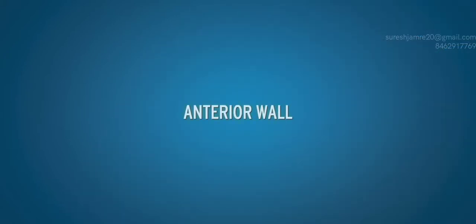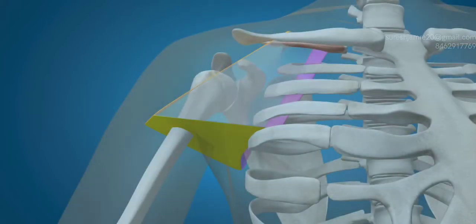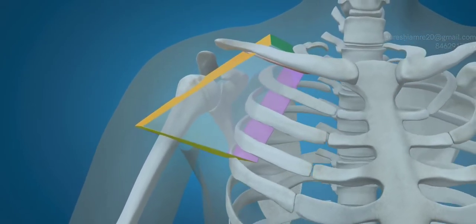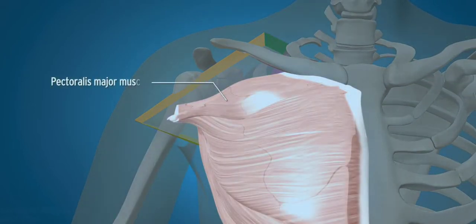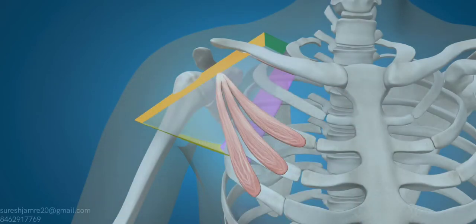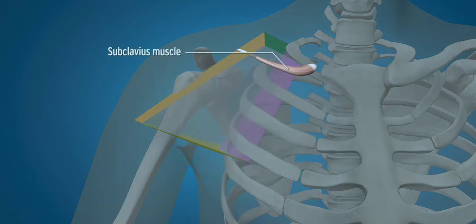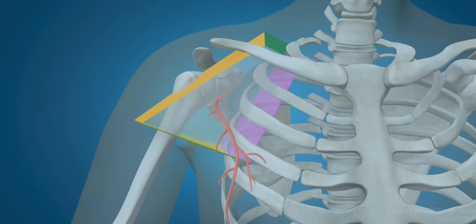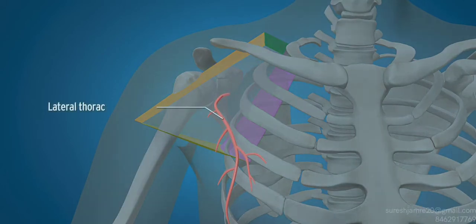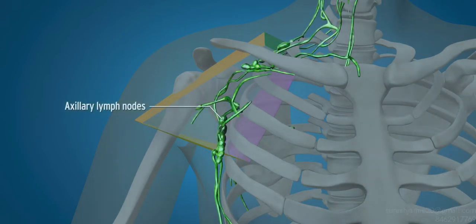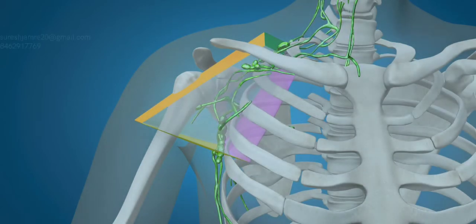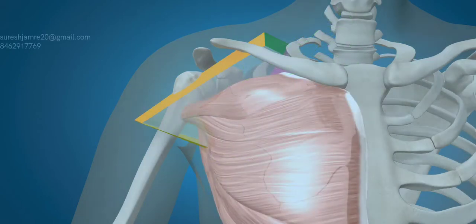Anterior wall. The anterior wall is formed by the lateral part of the pectoralis major muscle and, deeper to it, the pectoralis minor enclosed by the clavipectoral fascia, and the subclavius muscle. The anterior wall lodges the lateral thoracic vessels and the anterior group of axillary lymph nodes. The anterior axillary fold is formed by the pectoralis major muscle.